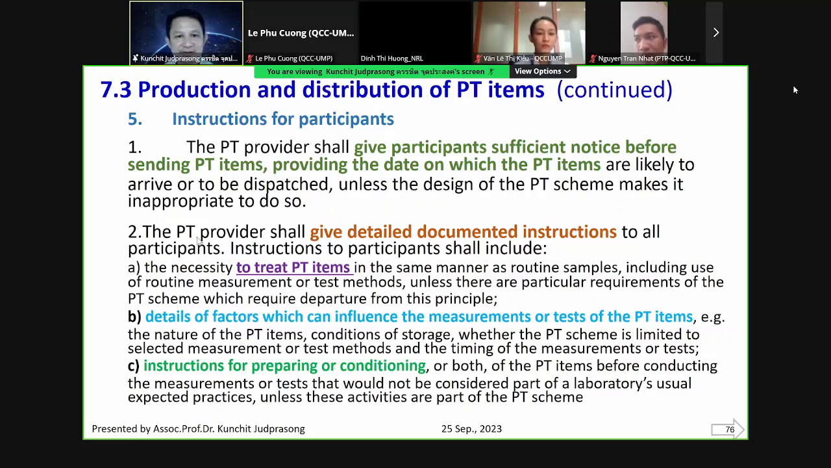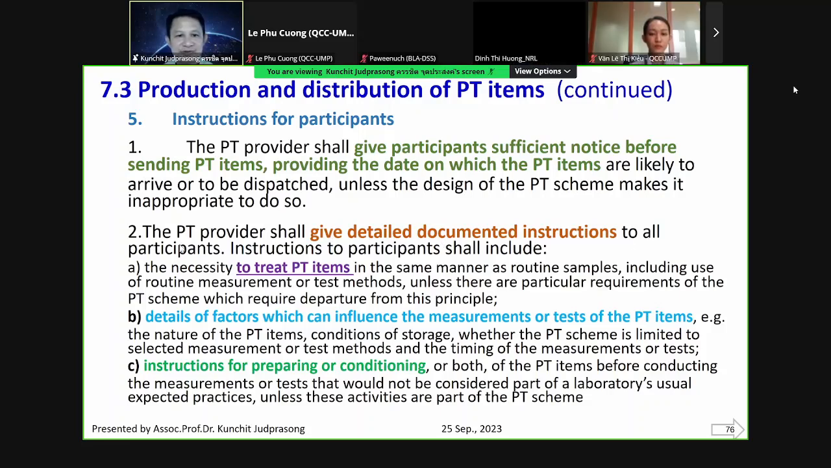The PT provider shall give detailed documented instructions to the participant. The instructions you may put in the box with the PT sample.